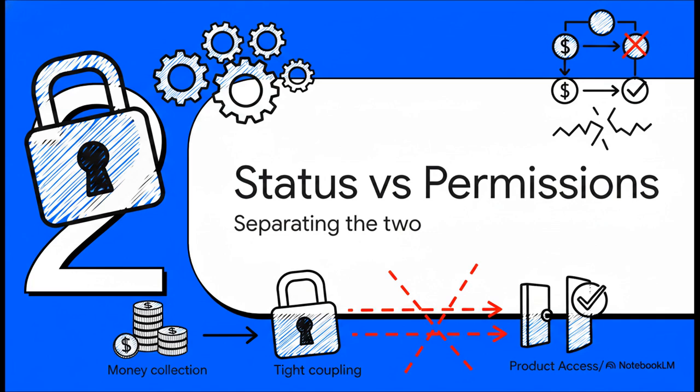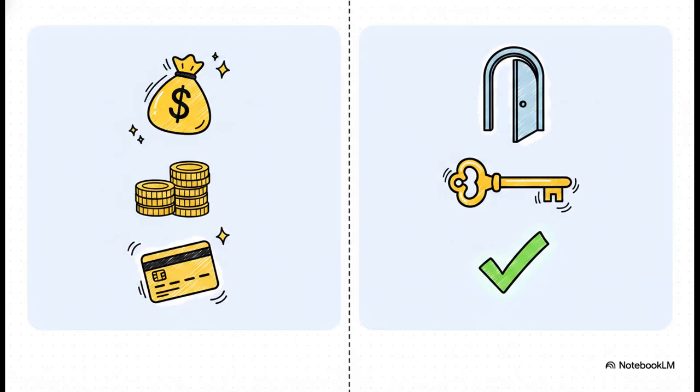Moving on to Section 2, Payment Status versus Permissions. Okay, so here's the deeper architectural flaw we need to talk about. Traditional binary systems fail because they tightly couple the collection of money directly to product access. Let's pit these two against each other for a second. On one side, you have payment status. That answers a very simple question. Did the billing provider actually collect the money? On the other side, you have access control, which asks, what is this user actually allowed to do inside the product right now? Yes, they're related, but they should never be the exact same thing.